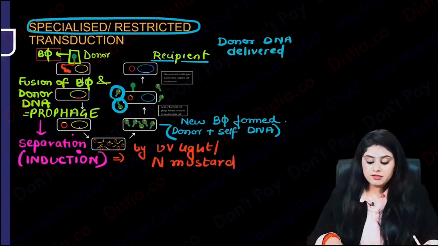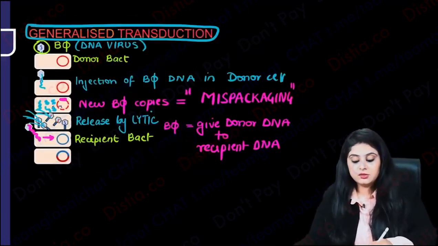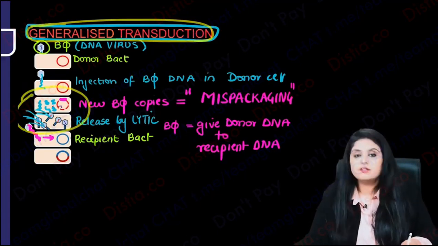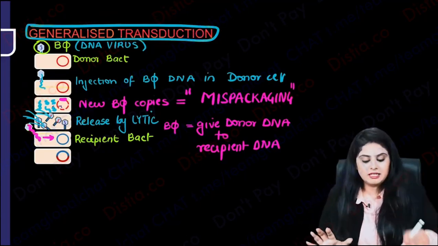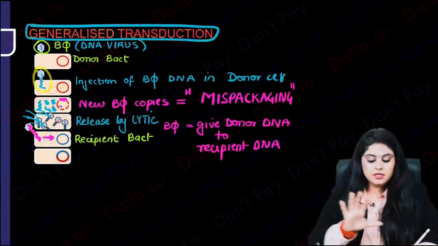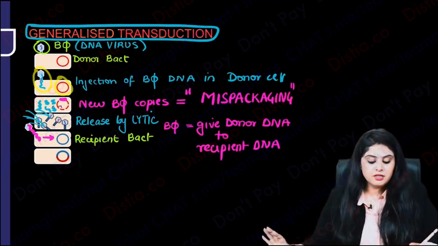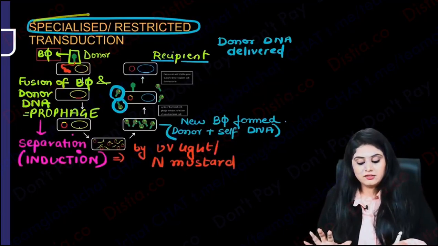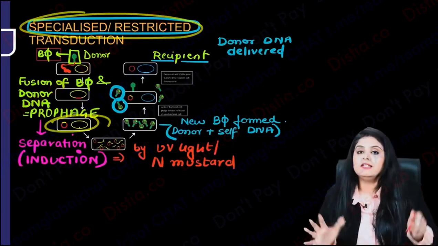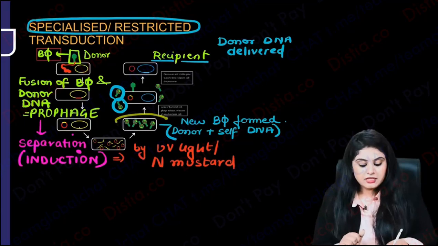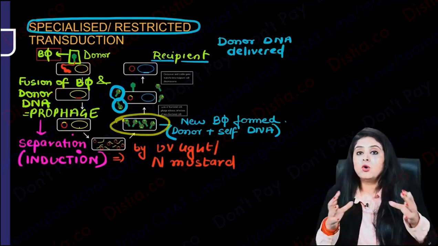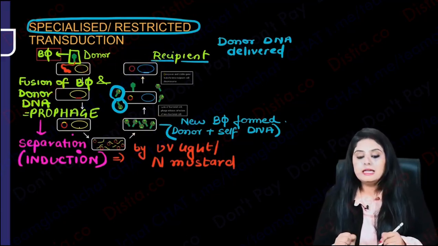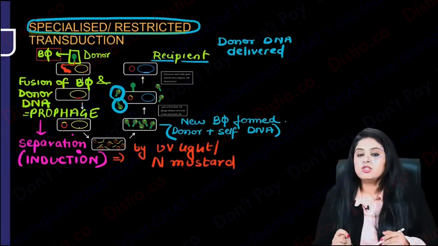So now when I have to simplify this entire story, listen to this one line. In generalized transduction, this step was all separate. The bacteriophage kept its DNA separate, the donor kept its DNA separate. So separate bacteriophages had separate DNA. But in specialized transduction, both these DNAs have ended up fusing. So the bacteriophages that are formed are going to have all fused DNAs, and that is what is going to go and get delivered to the recipient. So that is going to be specialized transduction.